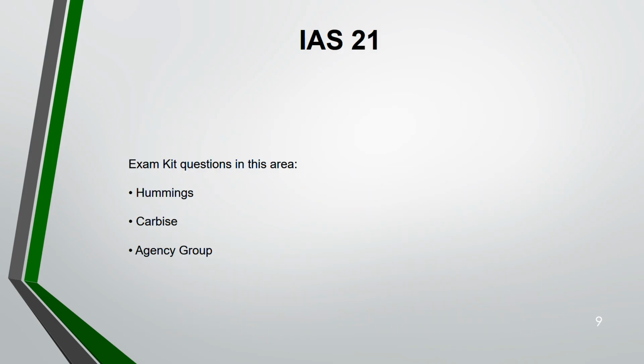Now, these are the three exam kit questions you have to do: Hummings, Kerbis, and Agency Group. Make sure that you do it. And IAS 21 is also a very frequently tested area because they also want to check your overseas aspect.